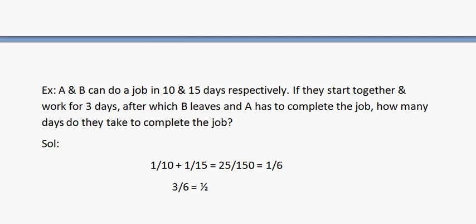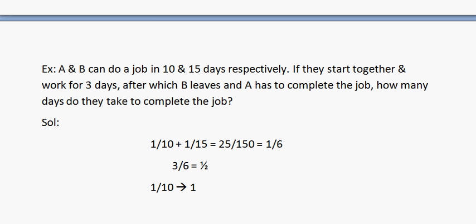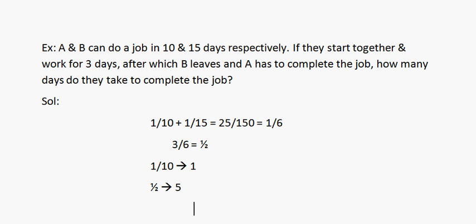Now A in 1 day does 1/10 of the work. So half of the work would be done in how many days? It would be done in 5 days. So the total number of days spent by A and B would be 5 plus 3, which is equal to 8. So in 8 days they would be able to do the work completely.